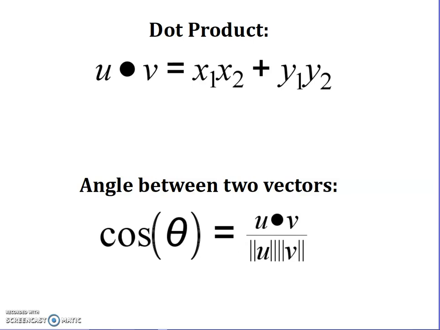We're basically doing a dot product between u times v, which means we're going to do x1 times x2 plus y1 times y2. That is going to help us set up to figure out the angle between two vectors. Take the cosine. That angle is equal to the dot product over both magnitudes multiplied by each other. Have a minute, write this down, and then move on.